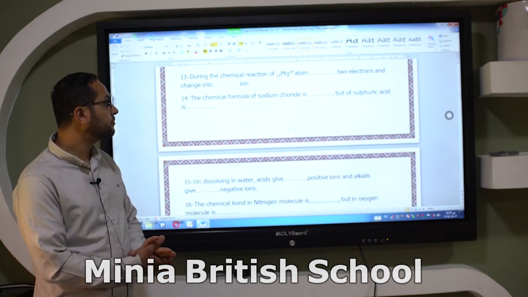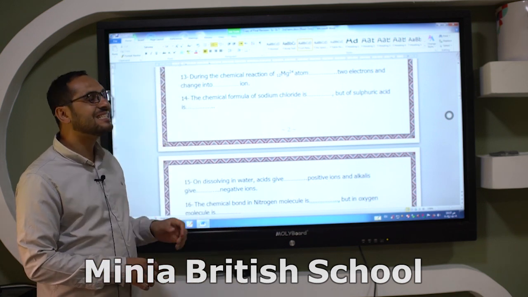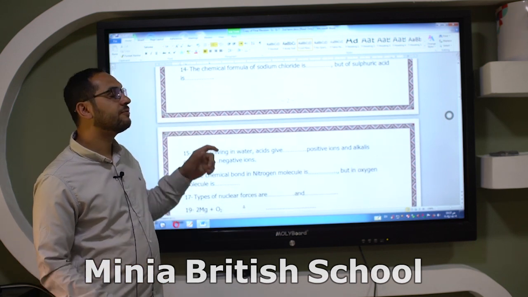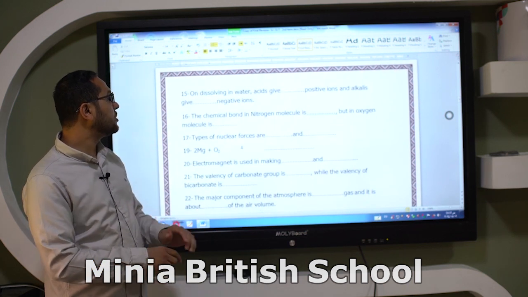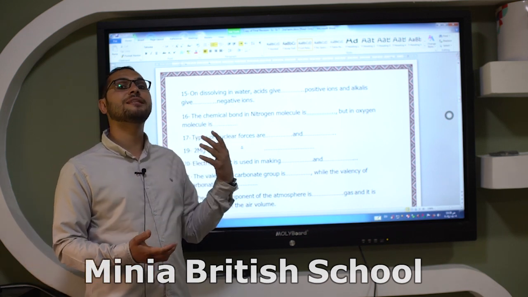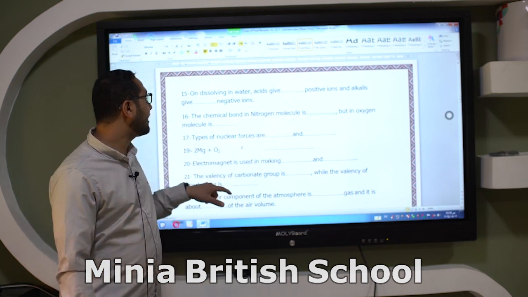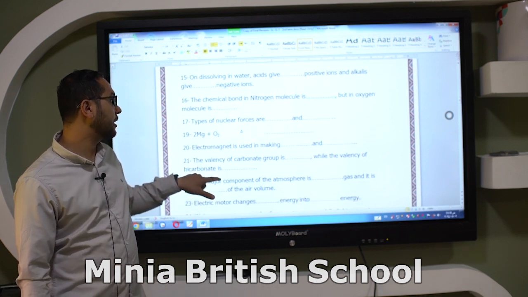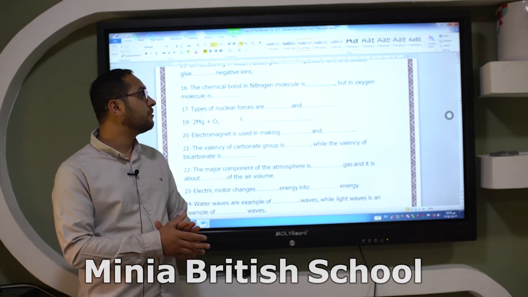The chemical formula of sodium chloride is NaCl, but sulfuric acid is H2SO4, and this is a kind of acid: sulfuric acid, nitric acid, hydrochloric acid, and so on. On dissolving in water, acids give what? Positive hydrogen or negative hydroxide? Yes, positive hydrogen ions, and alkalis give negative hydroxide. The chemical bond in nitrogen molecules is triple covalent bond.